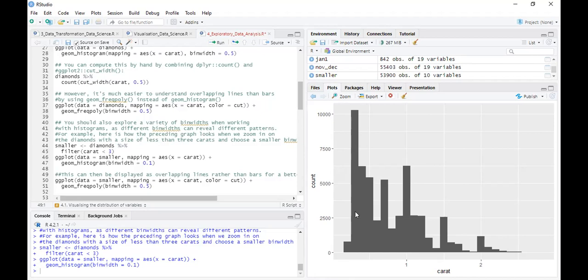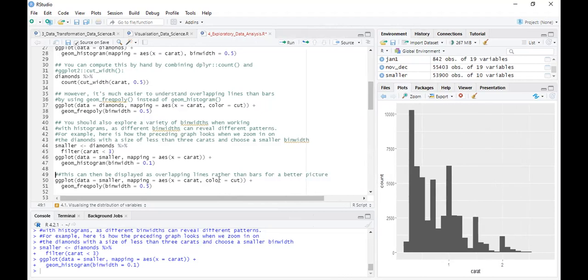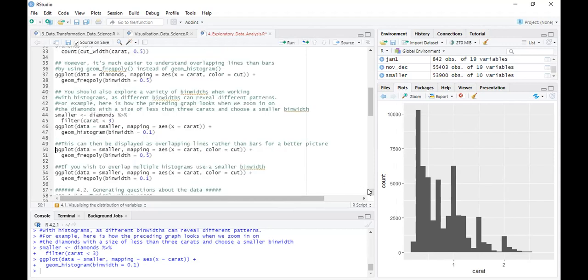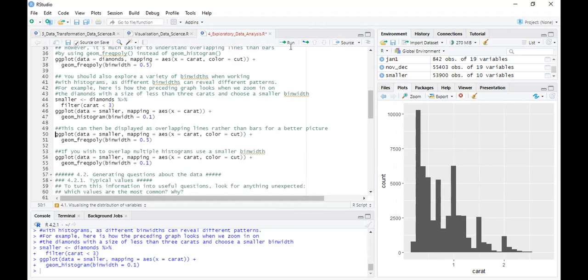And that now is a pattern that you notice that helps you generate a question about your data. So you can also display this using overlapping lines so that you can have a better picture if you want to, but I'm not going to go into that. You guys can go on with that.